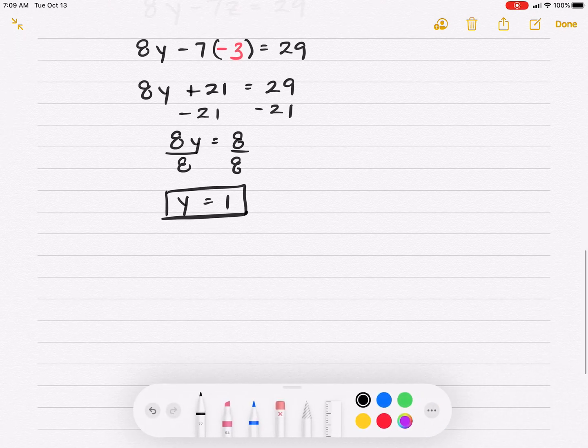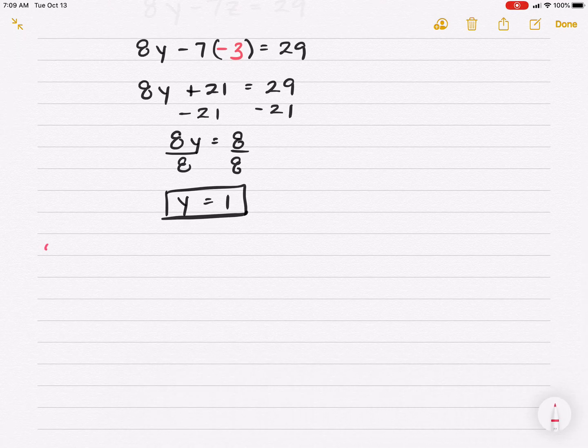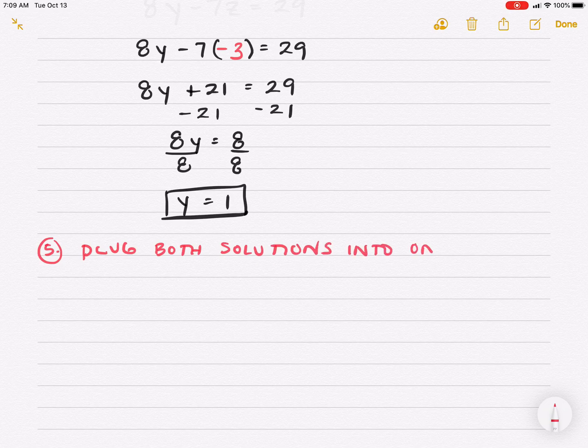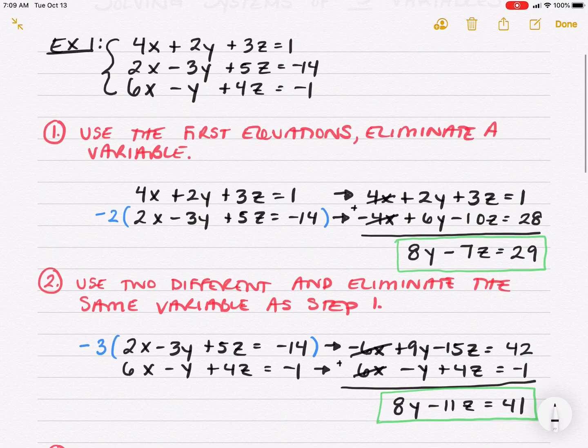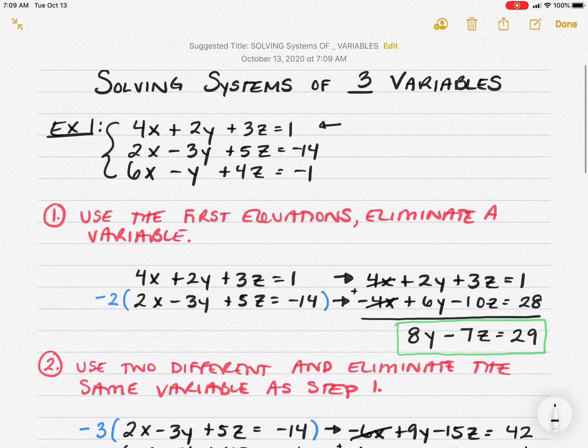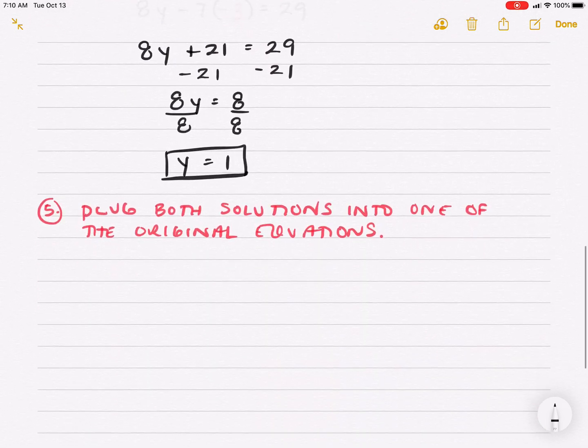You know what? I am going to make a fifth and final step. Now you need to plug both those solutions, okay? So now we got 2 solutions into one of the original equations. Okay, well, you can probably look back up your page a little bit easier than I can. So let's go back up to the top right here. And let's just go ahead and plug it into this first equation. I like how everything there is positive.